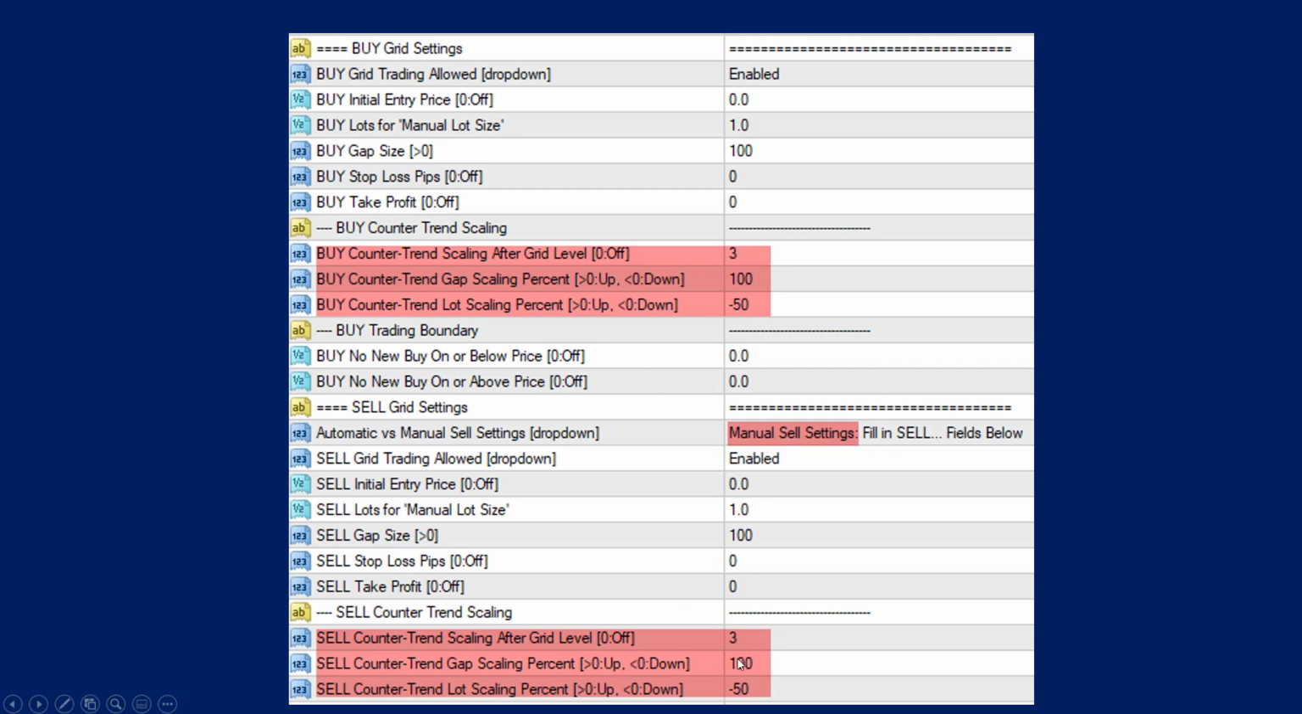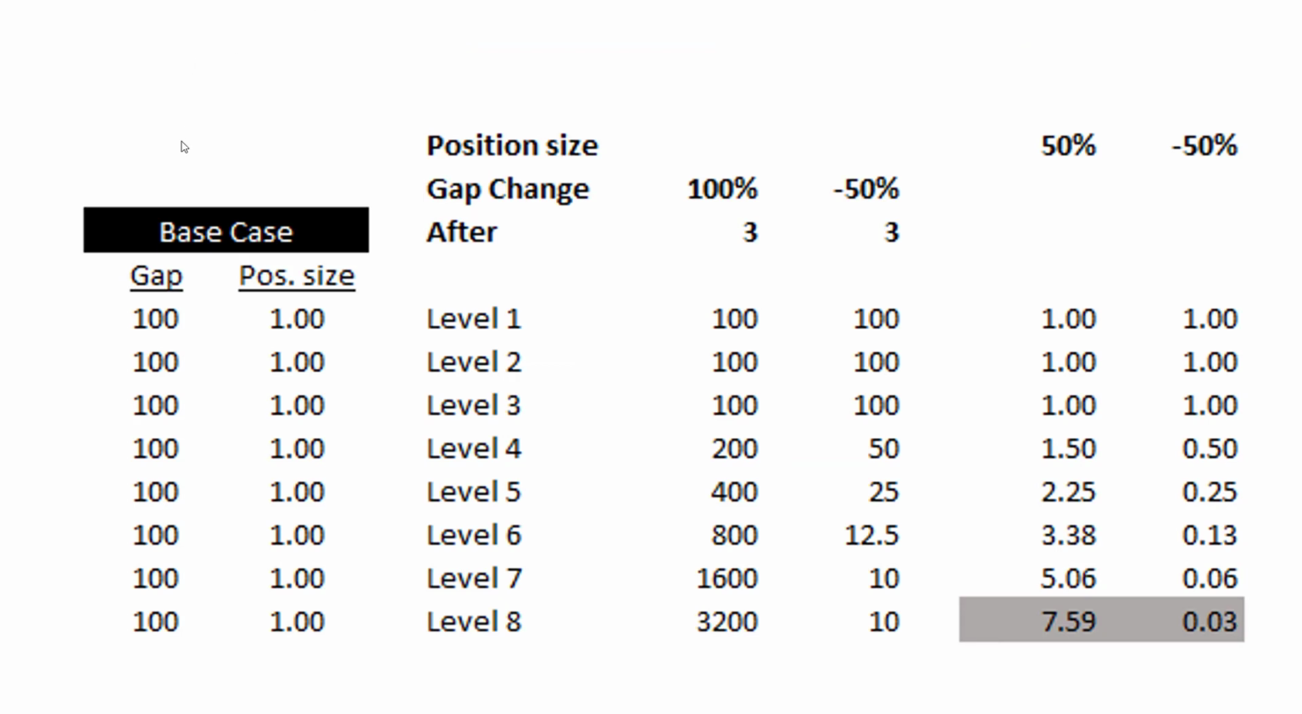In order to apply these settings on an individual basis, you need to set the sell settings to manual sell settings, and then those would apply. But let's have a look at a few examples of these calculations. Okay, so let's have a look at the numbers. That might make it a lot clearer.